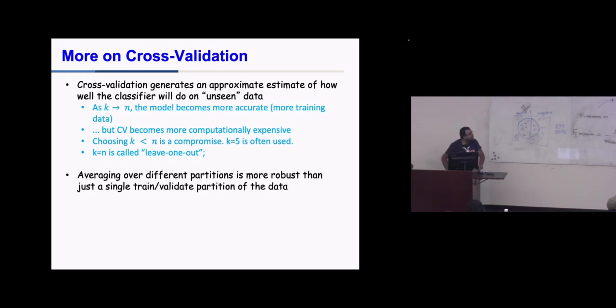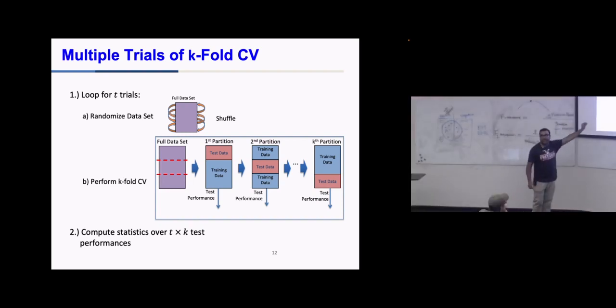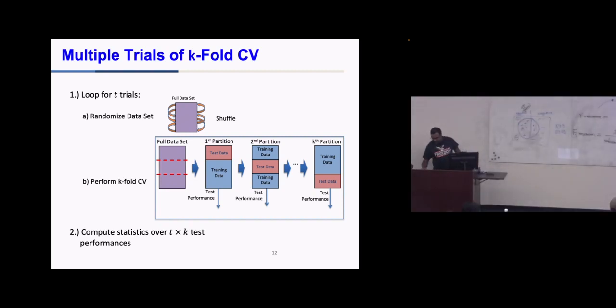So what you want to do is make a trade-off. And the idea is to do randomization. So you first randomize the data set, and t is the number of times you do a trial. So t number of times you do randomization. Then for each randomization, you do k-fold cross validation. So you get t times k numbers. And that is a better set to compute some statistic over. Now the question is, what is that statistic?